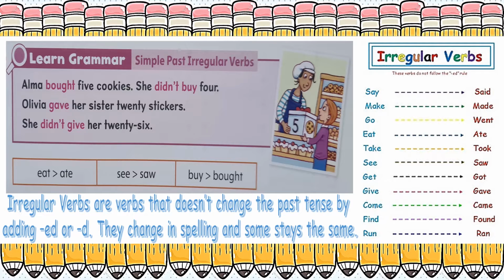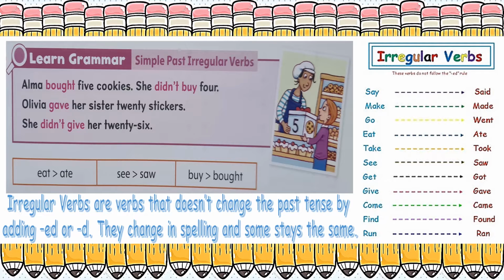In the present tense are the blue ones and the past tense are the red ones. Say becomes said, make, made, go, went, eat, ate, take, took, see, saw, get, got, give, gave, come, came, find, found, run, run.